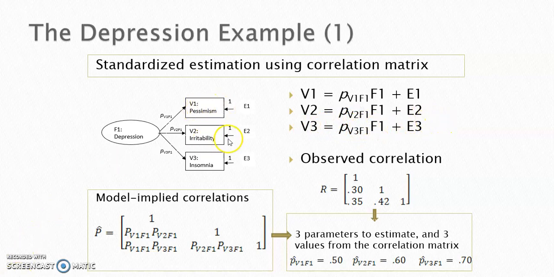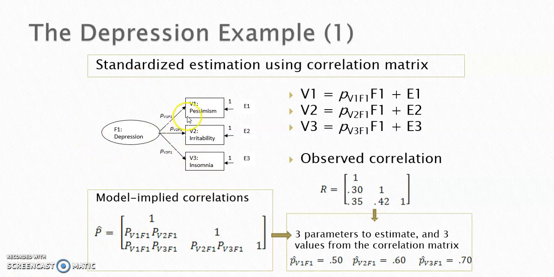Because there are three observed variables, we have a 3 by 3 observed correlation matrix. For the model implied correlation matrix, the correlation between V1 and V2 is simply PV1F1 times PV2F1. Correlation between V1 and V3 is the product of those two factor loadings. Similarly, for V2 and V3, the correlation is the product of those two factor loadings.